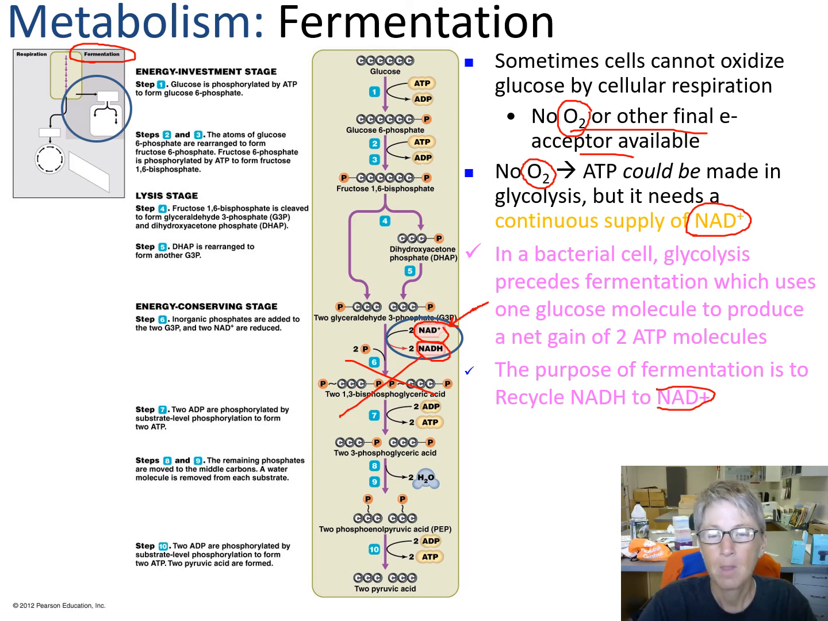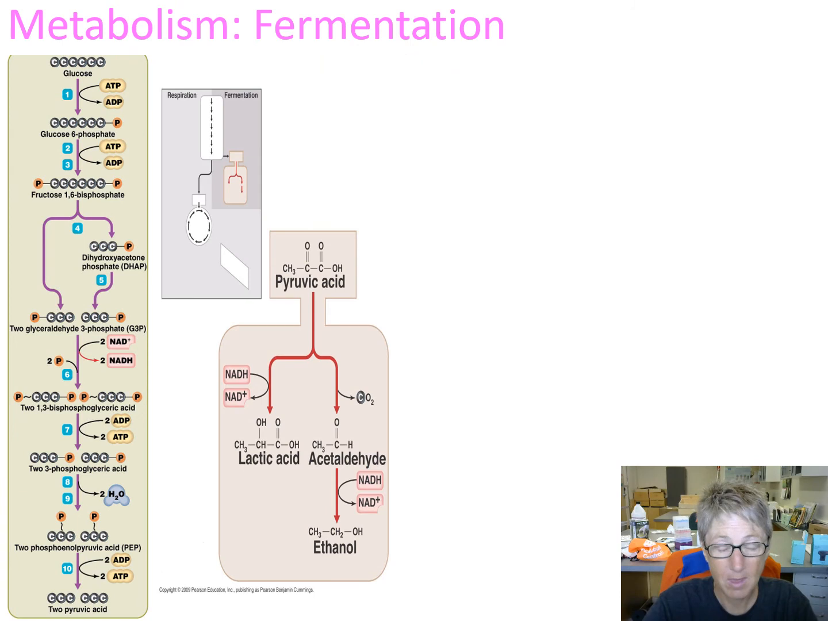There we go. In a bacterial cell, glycolysis precedes fermentation, and glycolysis uses one glucose molecule to produce a net gain of 2 ATP molecules. The purpose of fermentation, when no oxygen is present, is to recycle NADH to NAD+, so you can keep doing glycolysis and fermentation. You can keep making ATP so you don't die.